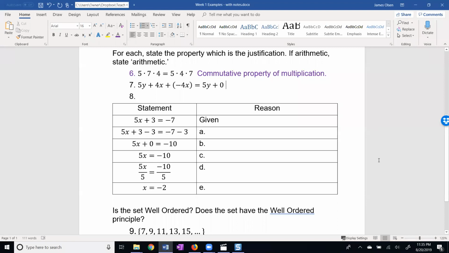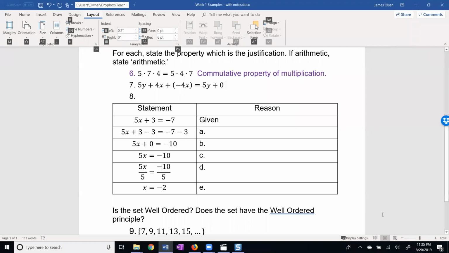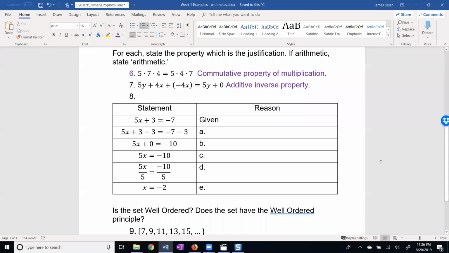This is the additive inverse property. Notice that there is some multiplication in the statement, but we're not changing anything about the multiplication. So this is not a multiplication property.